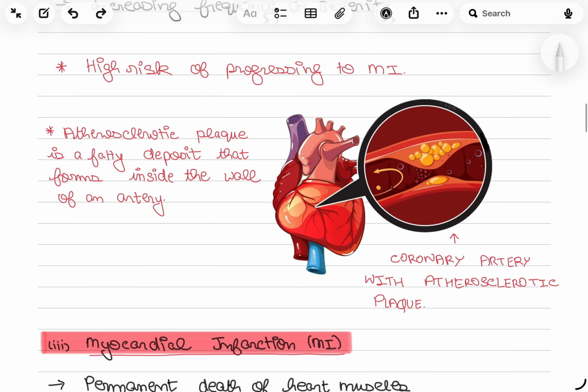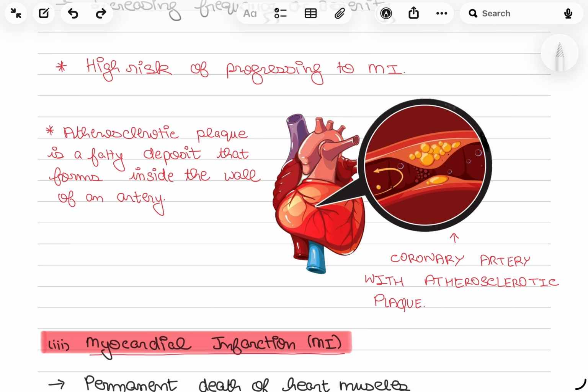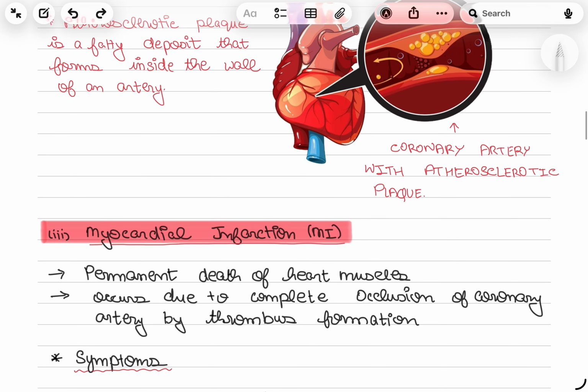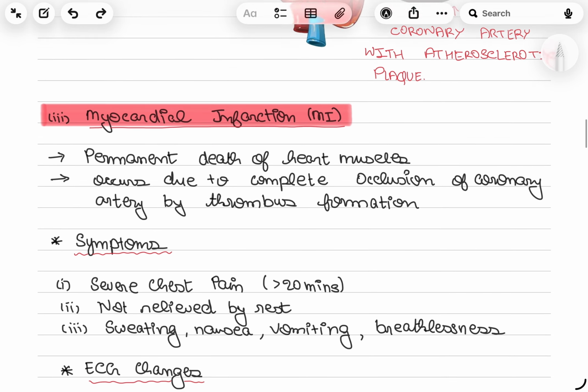As you can appreciate in this diagram, coronary artery with atherosclerotic plaque. This is the heart. This is the coronary artery supplying the blood to the heart muscles, and there is a fatty deposit inside the walls of the coronary artery. So see here, it's written atherosclerotic plaque is a fatty deposit that forms inside the wall of an artery. I hope you got that. You can even draw this diagram in the exam for better understanding.